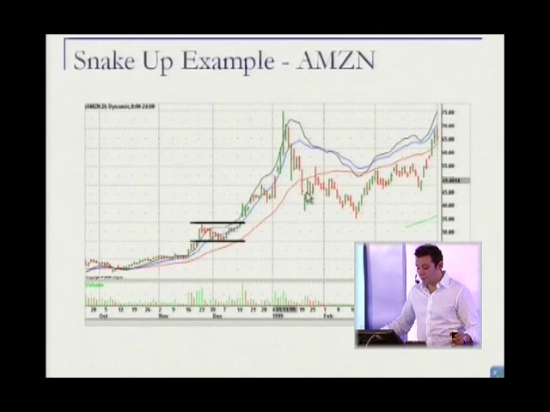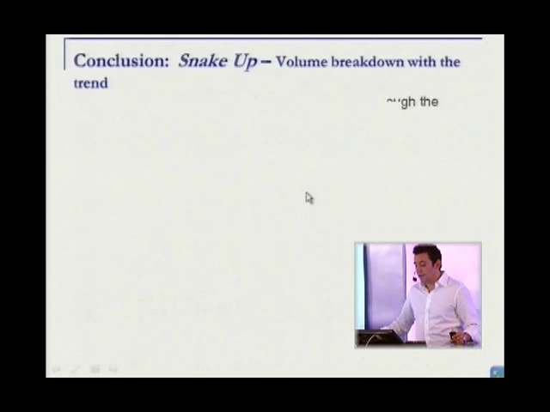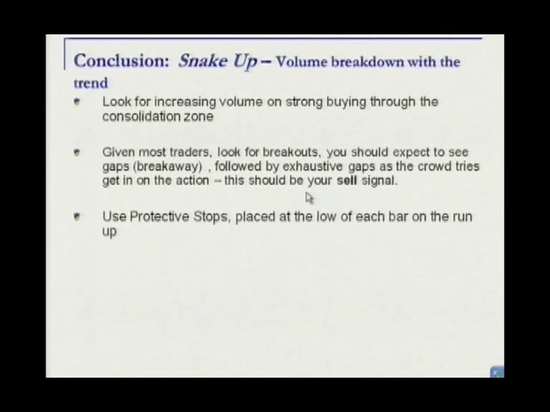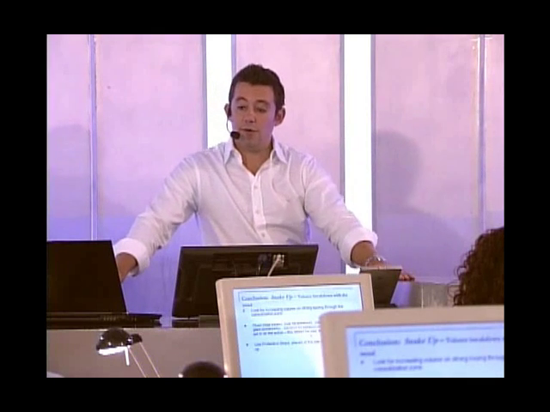Here's another snake up on Amazon. Now, conclusions on the snake ups. Again, we're looking for an increase in volume. Traders are looking for breakouts. Most traders trade from either gaps or breakouts, so we could expect to see a gap immediately following the breakout. It wouldn't be uncommon for it to literally trade straight away, so it might take us after the gap before we can get our order onto the trade.